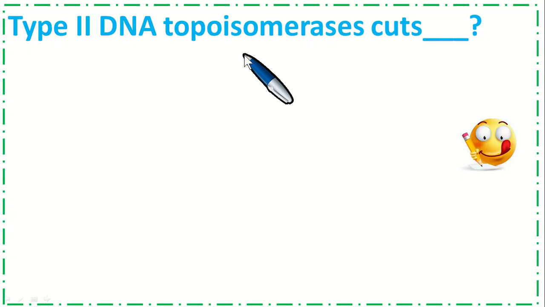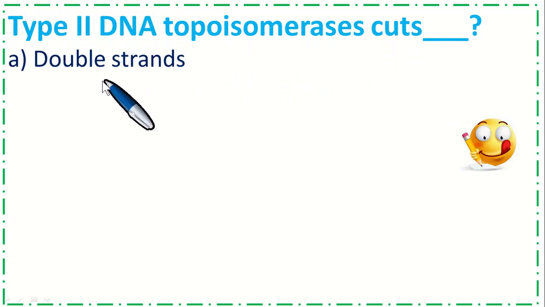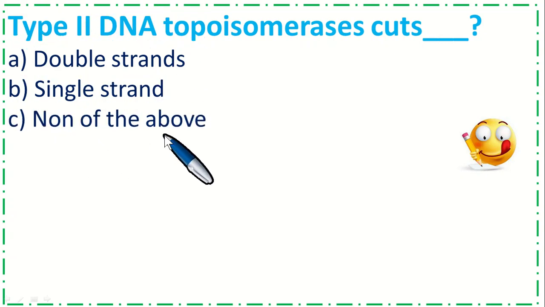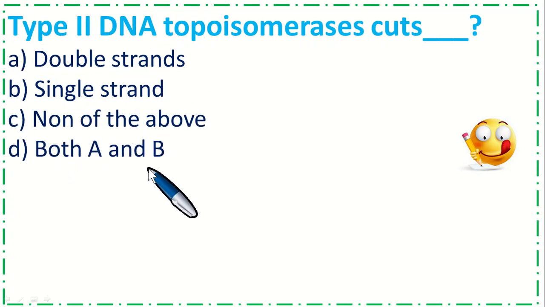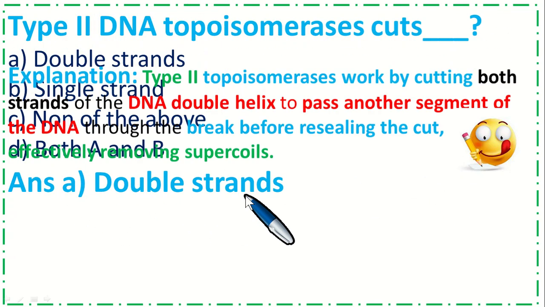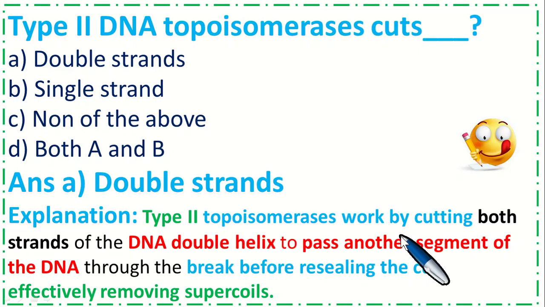Type 2 DNA topoisomerase cuts option A, double strands, B, single strand, C, none of the above, and option D, both A and B. So the correct option is A, double strands. Type 2 topoisomerases work by cutting both strands of the DNA double helix to pass another segment of the DNA through the break before resealing the cut, effectively removing supercoils.